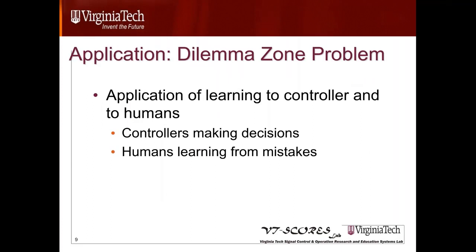So one of the applications for that is the dilemma zone. The dilemma zone could be dealt with, or actually should be dealt with, with two different components. The first one is the controller that is making a decision. If you have a smart controller, then the controller could try to minimize or eliminate the dilemma zone problem. And also you have humans who are dealing with the dilemma zone problem, and they could learn as well. I'll show quick examples of the two methods dealing with the dilemma zone.